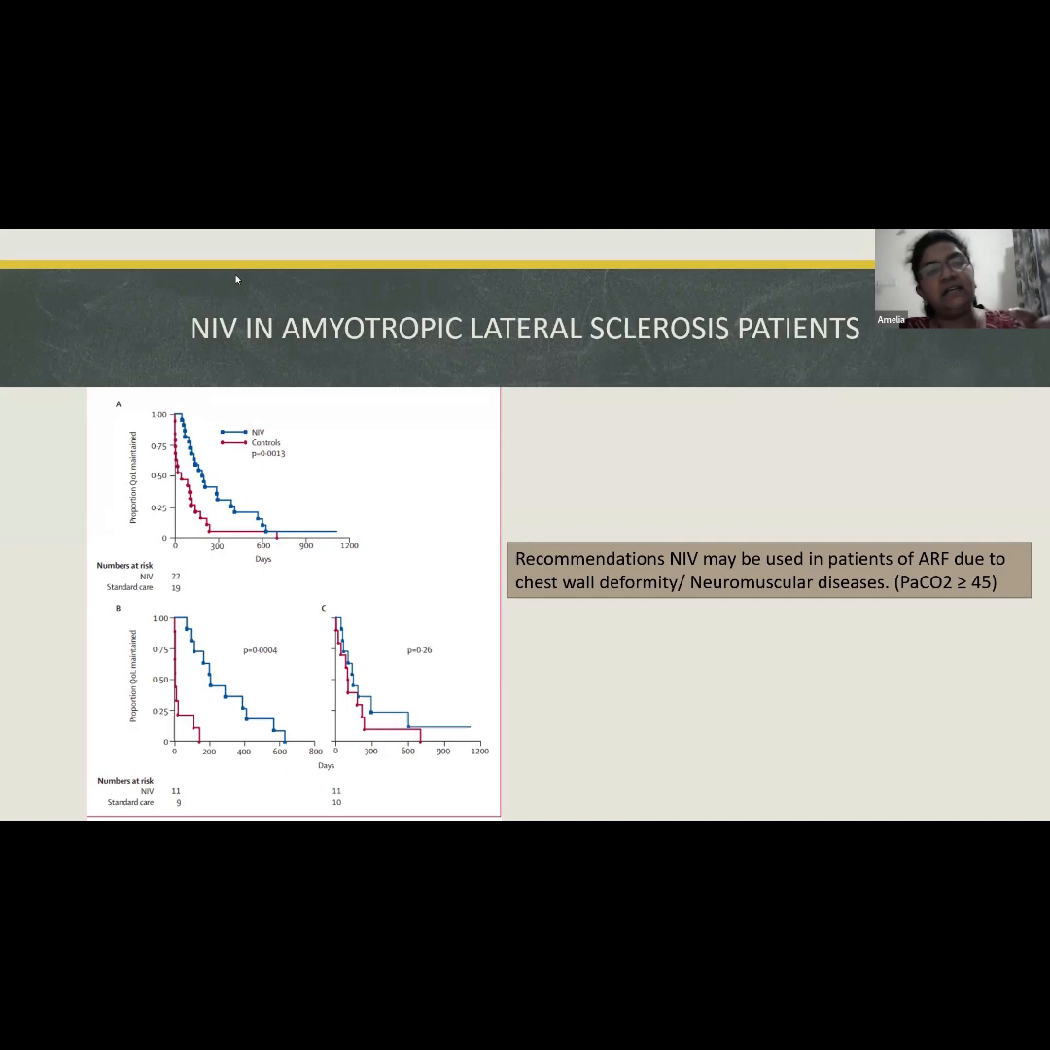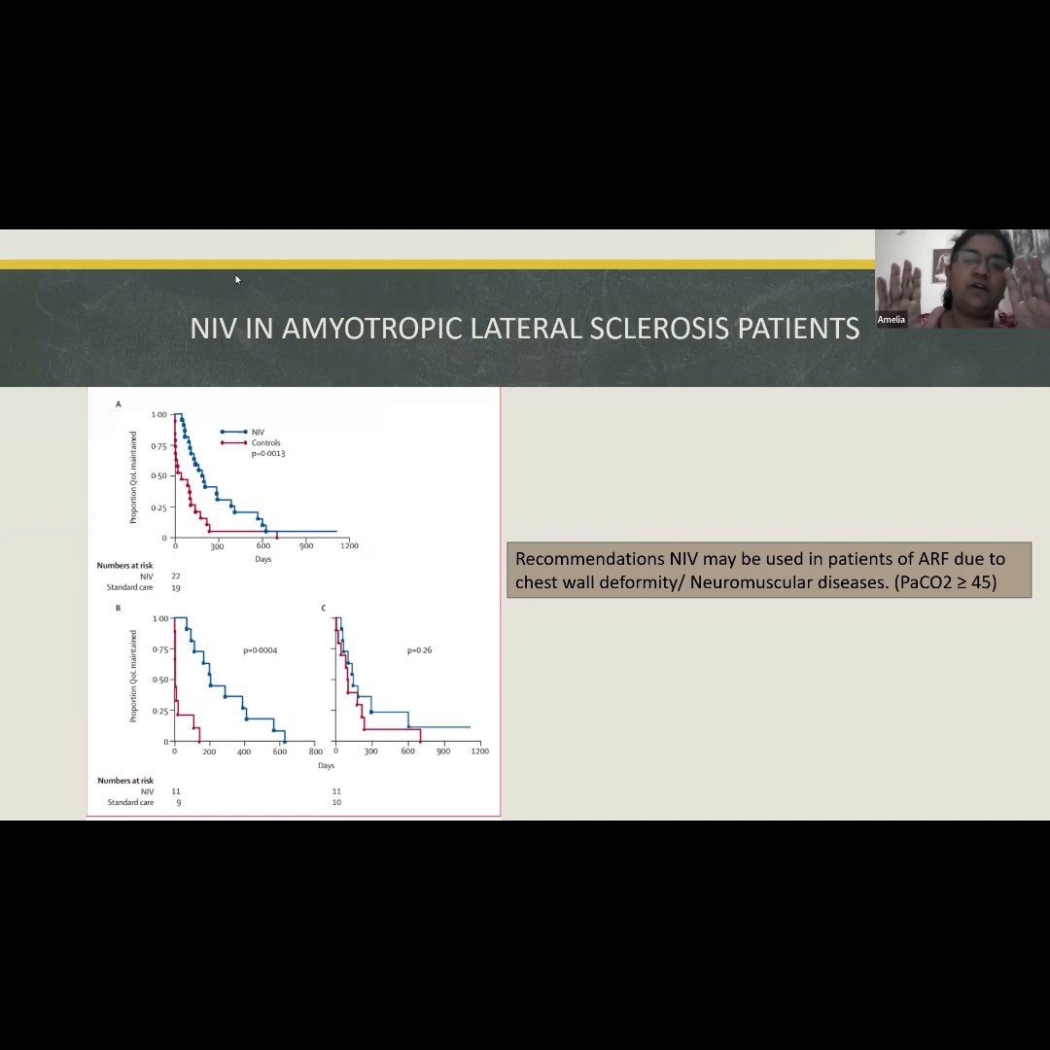So if you look at the middle one, NIV will actually help in the middle group. It showed a significant improvement and prolongation of life when you use NIV in patients with neuromuscular problems when they are still in their early to moderate stages of severity. But if you use it much later, when they are fatigued and the disease process is towards the end, the prolongation of life or improvement in quality of life is not much.